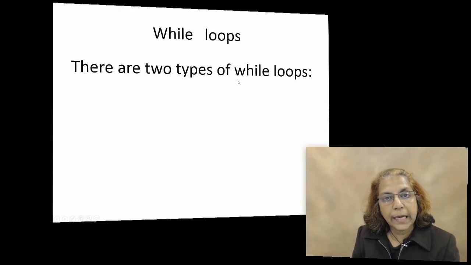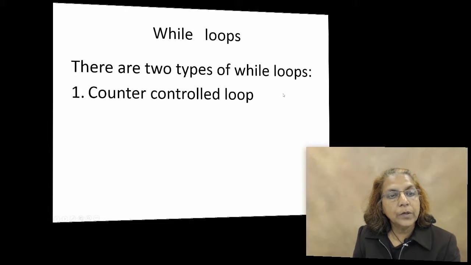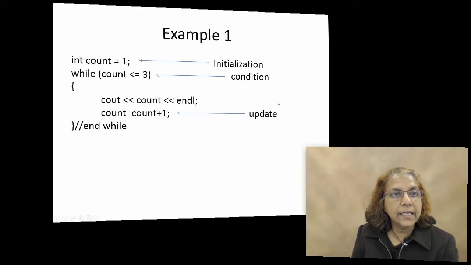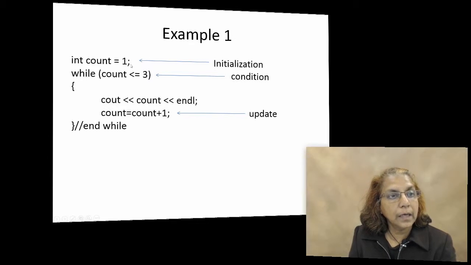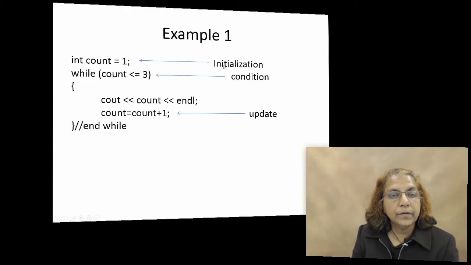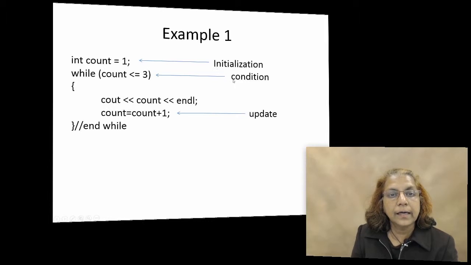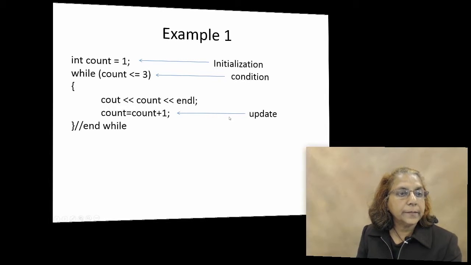So actually, we have two types of while loops. We have counter control loop and the event control loop. So let's first see an example of a counter control loop. In a counter control loop, we will have three things. First, we will have initialization, like in our case, we have this variable count, which is a counter variable. Then we will have a condition, and we will have an update. These are the three things: initialization, a condition, and an update.